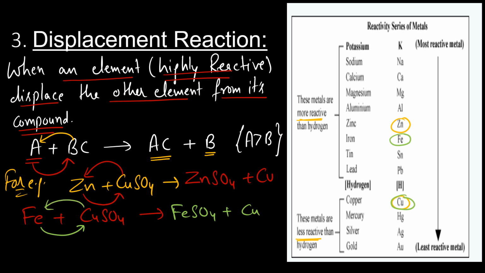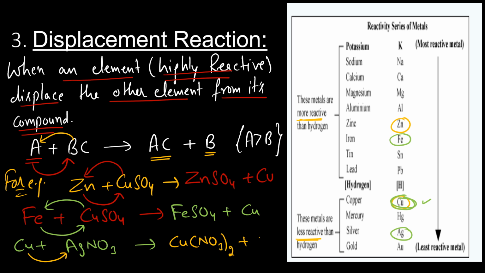Similarly, let's say I have copper with silver nitrate. Now when we are checking copper with silver nitrate, here we have copper and here we have silver. So in this case, we can see copper is lying above silver. What does it mean? It means the copper can take the place of silver. So what is it going to form? It's going to form copper nitrate, and silver will get free from here.